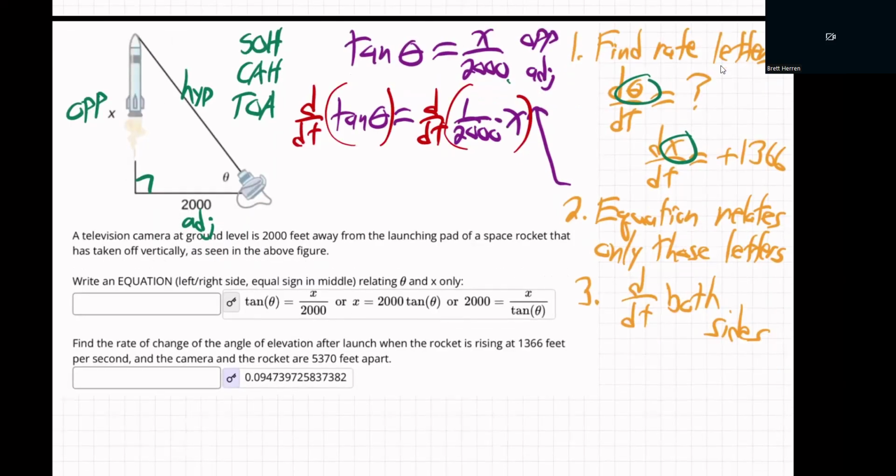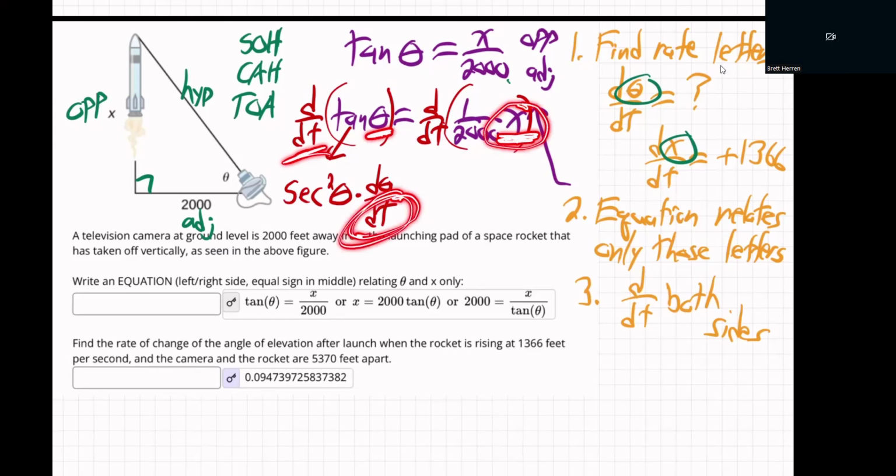All right, d dt of both sides. What do we got? What's the derivative of tangent? Secant squared theta times chain rule d theta dt. Why? Because t is different than theta or x. Even x, we're going to have to do chain rule. Why? Because the bottom's dt. Only when the bottom is the same as the letter can you avoid the chain rule, because then that'd be dx over dx, and that's just one, it's gone. But dt on the bottom, that's different. So chain rule for everybody, because everybody's different than t. So what do we got here? It's going to be 1 over 2000 dx dt.